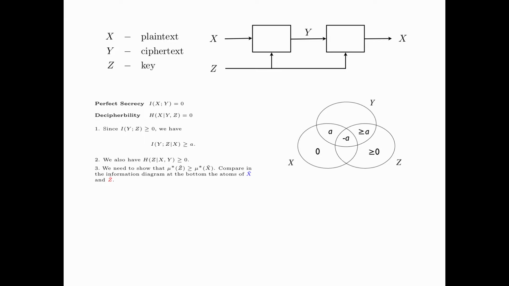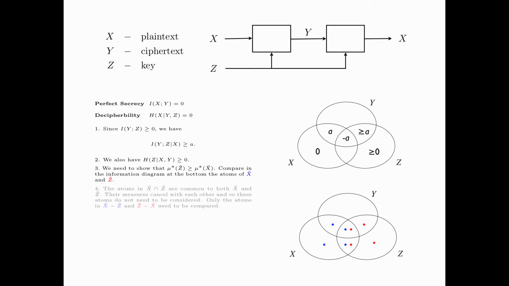Compare in the information diagram at the bottom the atoms of X tilde and the atoms of Z tilde. Now we see that the atoms in X tilde intersect Z tilde are common to both X tilde and Z tilde. So their measures cancel with each other, and so these atoms do not need to be considered. Only the atoms in X tilde minus Z tilde and Z tilde minus X tilde need to be compared.